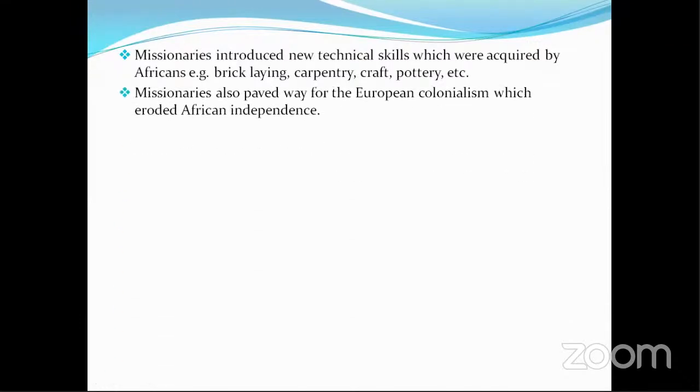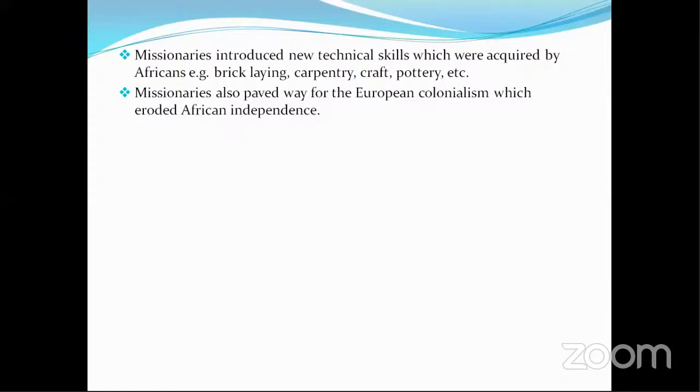technical skills. So this is another point here, that missionaries also paved the way for European colonialism, which eroded African independence. Now there is someone who was like, but teacher, we give the negative effects also. Now this one is a negative effect to the Africans, that the independence of Africans was undermined by the colonialists. But the colonialists found a soft ground on which they landed, and this soft ground was prepared by the missionaries.